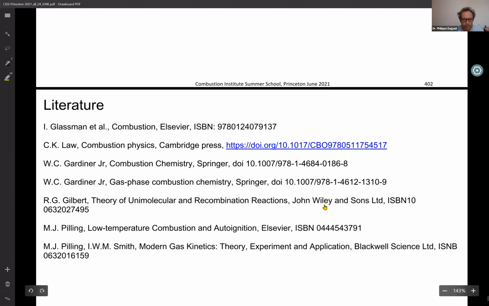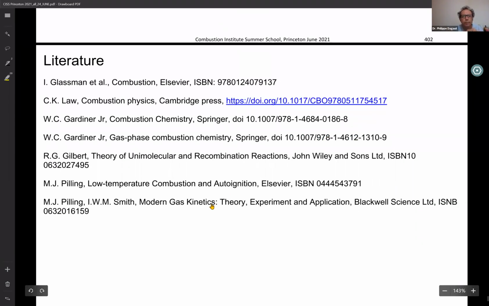Then there are 2 books by Mike Pilling. This one is on low temperature combustion and autoignition, and you will find lots of complementary information there. The other one is complementary to Gilbert's book, and I recommend you have a look at those.